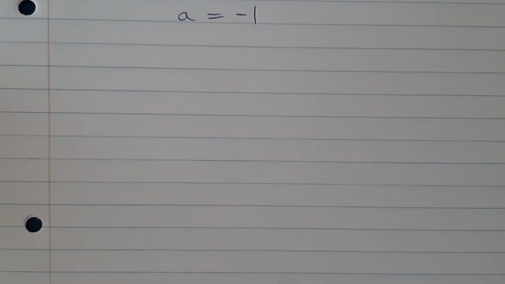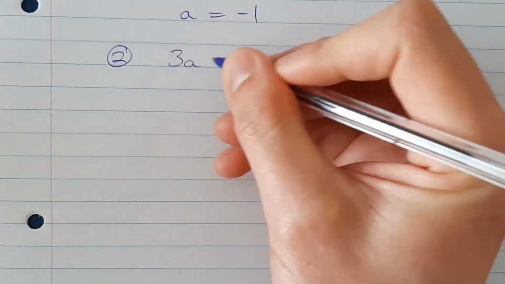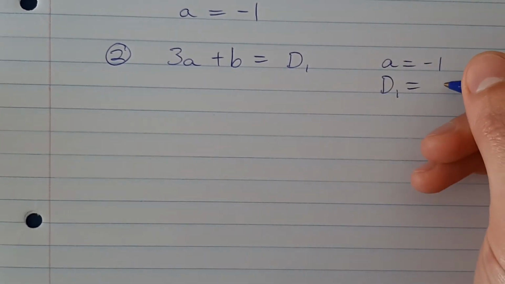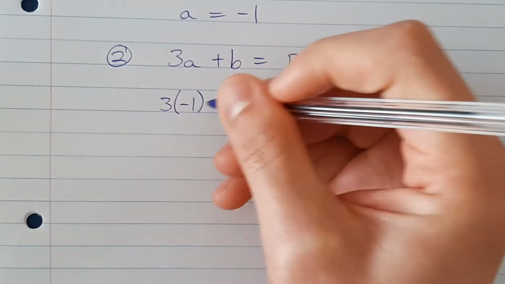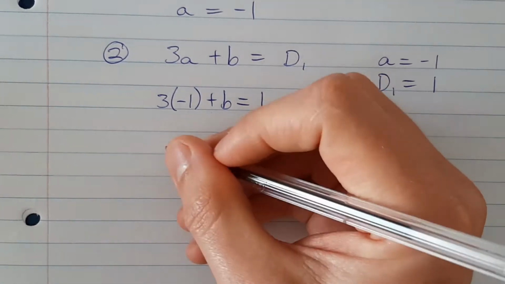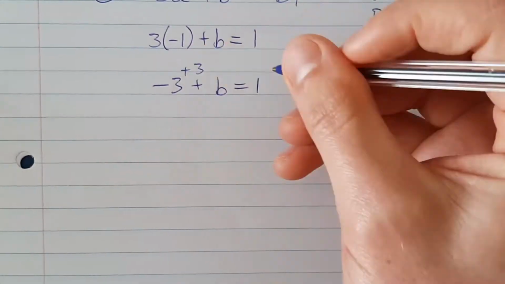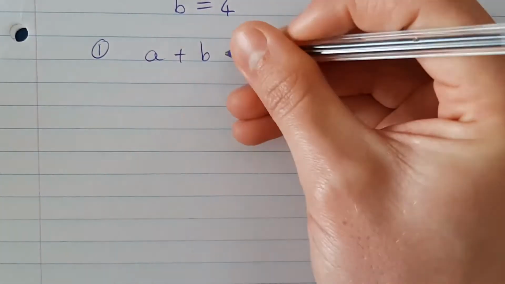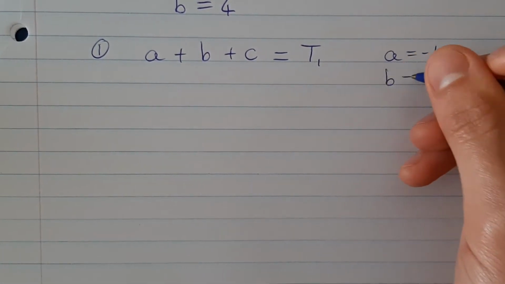We then calculate the value of a to be -1, which we can substitute into equation 2. We then calculate the value of b to be 4. We can then substitute the values of a and b into equation 1 to calculate the value of c. We then substitute the values of a, b, and c into the original expression of a quadratic sequence.